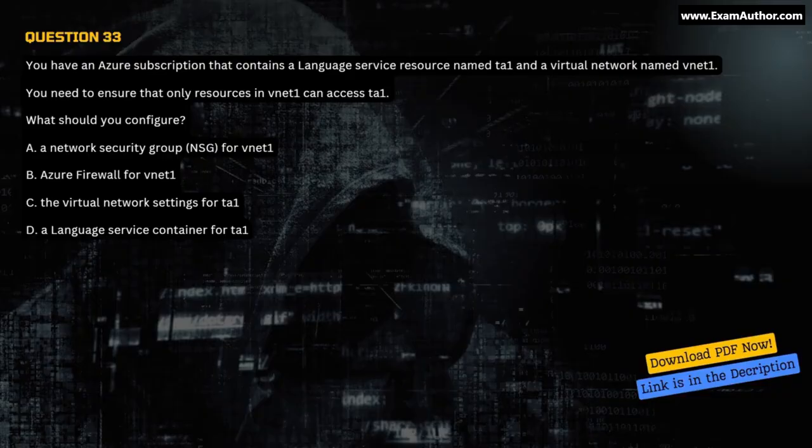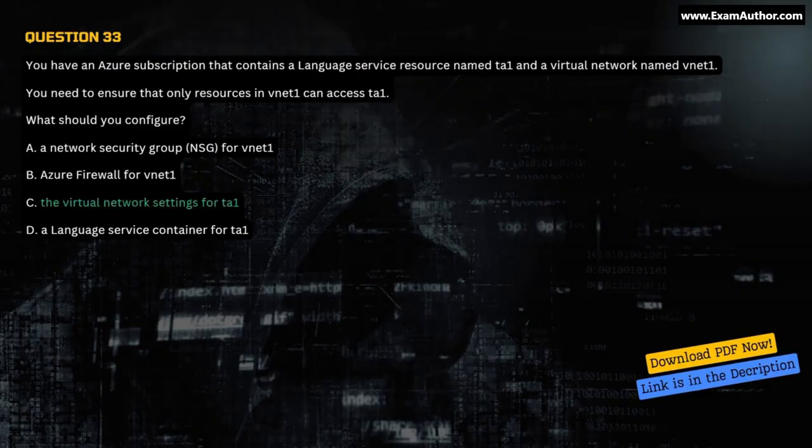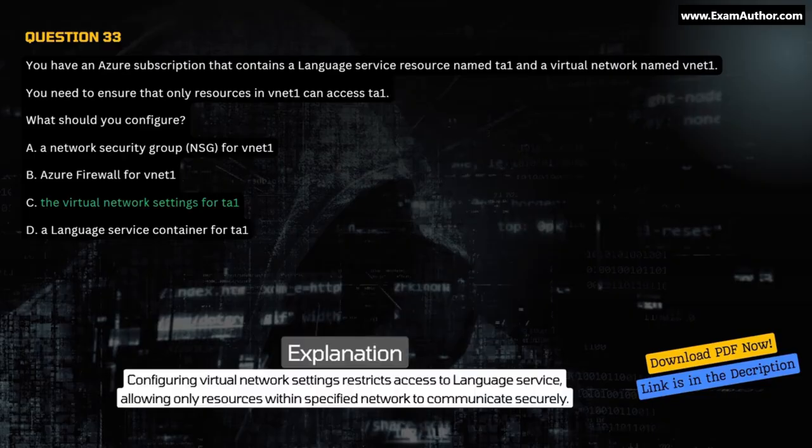Question 33. You have an Azure subscription that contains a language service resource named TA1 and a virtual network named VNet1. You need to ensure that only resources in VNet1 can access TA1. What should you configure? A. A network security group, NSG, for VNet1. B. Azure Firewall for VNet1. C. The virtual network settings for TA1. D. A language service container for TA1. Correct answer, C. The virtual network settings for TA1. Explanation. Configuring virtual network settings restricts access to language service, allowing only resources within specified network to communicate securely.